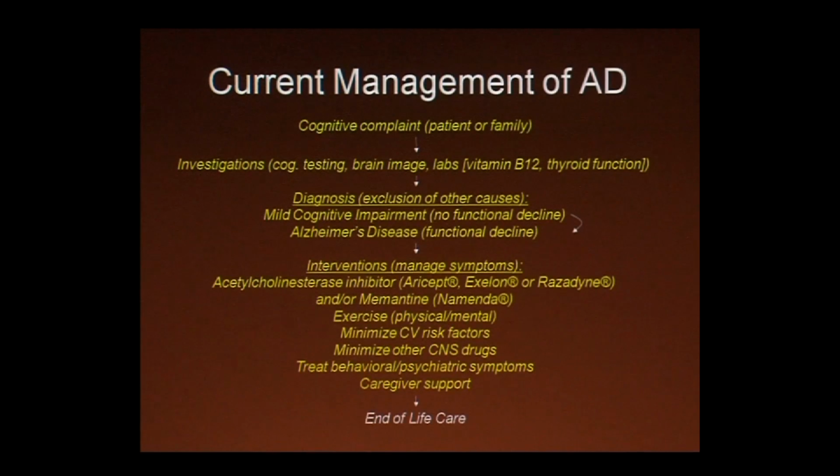But we also know that other things can help people with dementia, such as exercise, minimizing cardiovascular risk factors, and minimizing other drugs that might get in the way of their brain function. And also we can treat behavioral and psychiatric symptoms with standard psychiatric medications or non-medical interventions. All of these things we can bring to bear on dementia right now, and they do help.